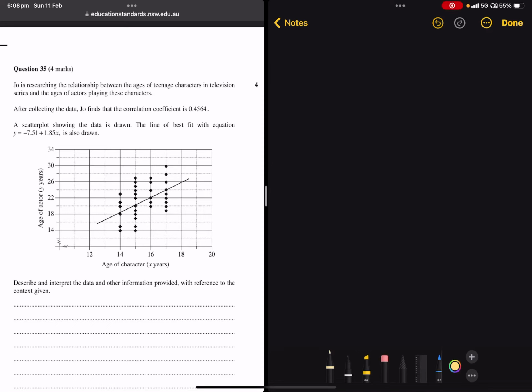Okay, so we're going to have a look at another question. This is from the 2022 HSC Standard 2 Maths paper. Now this question also appears in the Advanced Maths paper. So here we're told Joe is researching the relationship between the ages of teenage characters in television series and the ages of the actors playing those characters.